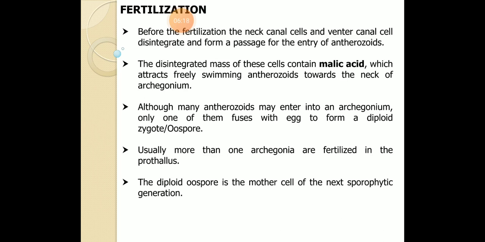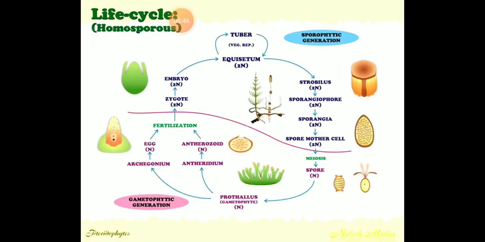When the spermatozoids come in contact with the egg cells, they form a zygote. The zygote is called an oospore, and that is the fertilization. That's the gametophytic stage. Once the fertilization takes place, the zygote will be formed, so usually the diploid oospore will be present. That's the next sporophytic generation. So this is the life cycle of the Equisetum.